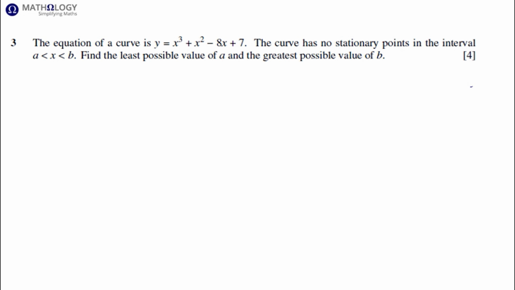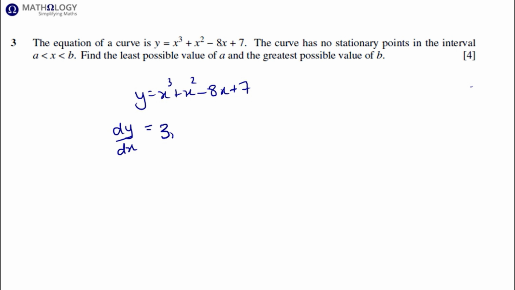Question 3. The equation of a curve is given by y equals x cubed plus x squared minus 8x plus 7. The curve has no stationary points in the interval x is less than b, greater than a. Find the least possible value of a and the greatest possible value of b. Now before we get into the semantics of what the question is asking, we are going to determine the stationary points, if stationary points do exist. And we do that by finding an expression for dy/dx and then equating that to 0, because we have stationary points for a curve where the derivative function equals 0.